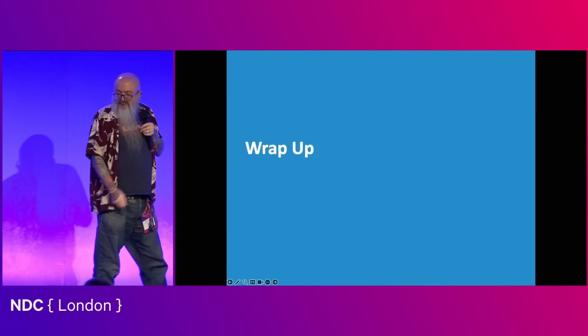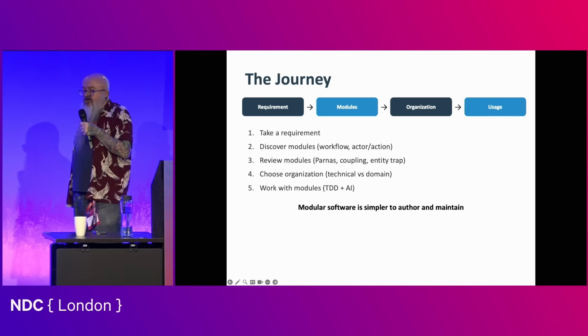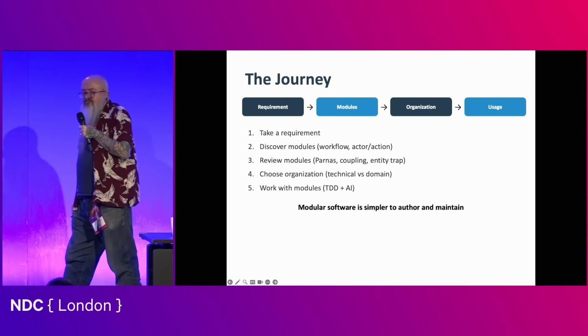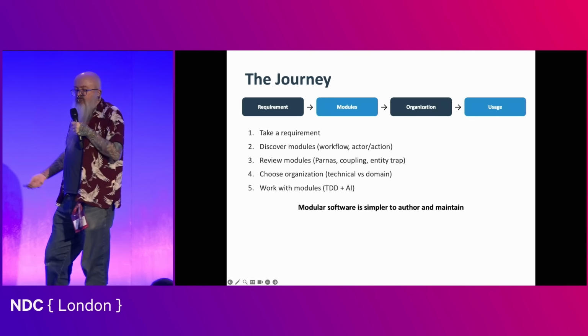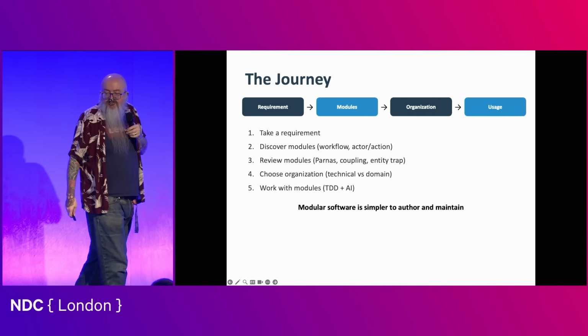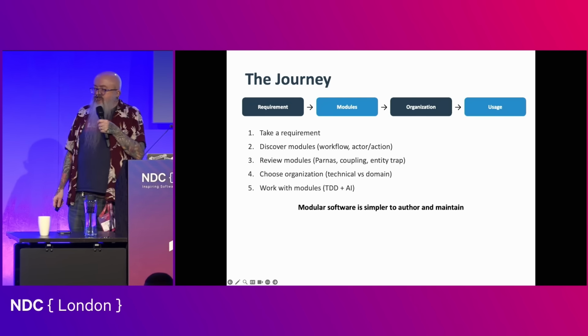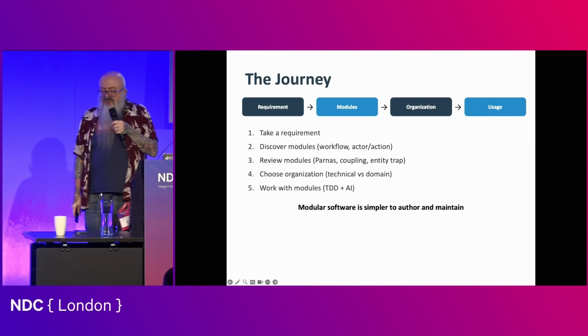All right. Wrap up. Take a requirement, break it up into modules by workflow or action, review your modules for coupling, entity trap, choose some kind of organizational strategy and architectural style, right? And then you can work with the modules using TDD and stuff.